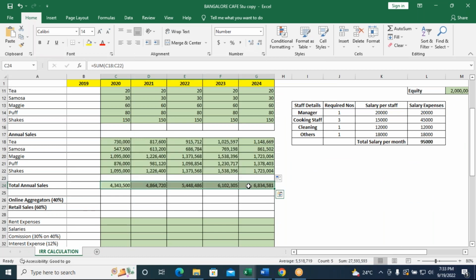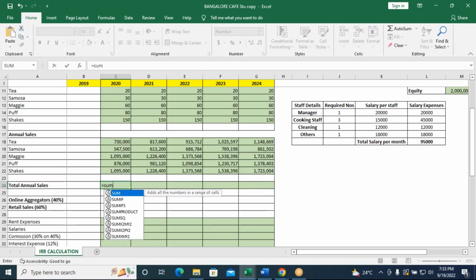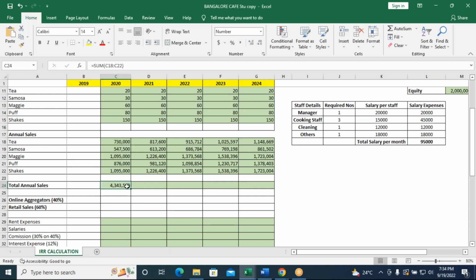So here I wanted to calculate the annual sales, that is equal to sum, open the parenthesis and select the range, that is the products, the items, whatever I have, enter. Then I select and drag. So till here I want you people to try this out.